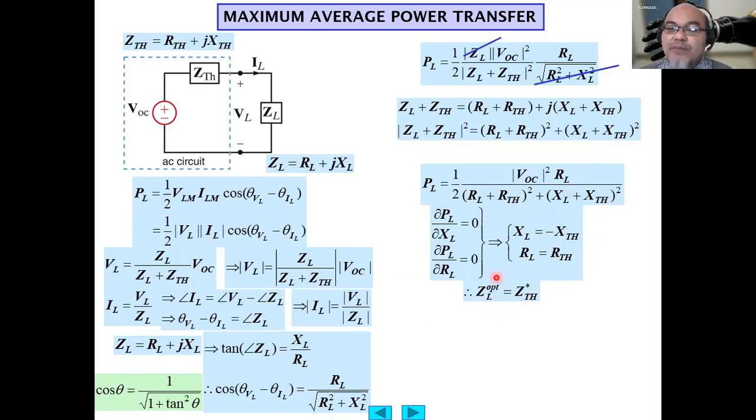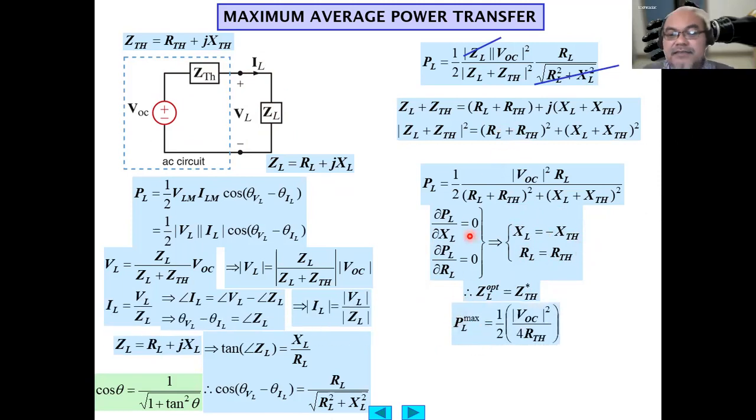So the optimum, the maximum average power transfer at the load is obtained when the value of the impedance of the load equals the conjugate value of the Thevenin equivalent impedance. Because RL equals RTH, the real part is the same, but the imaginary parts are conjugate to each other. XL equals minus XTH. Okay.